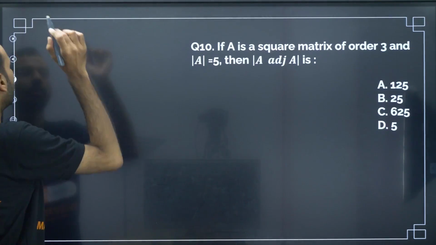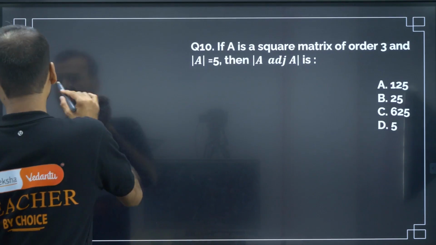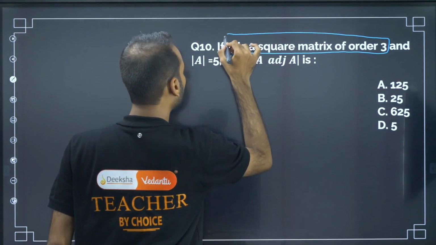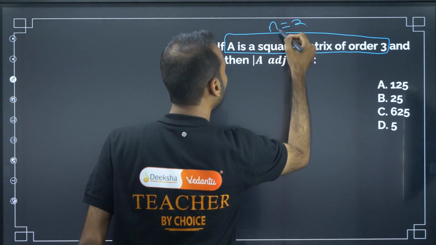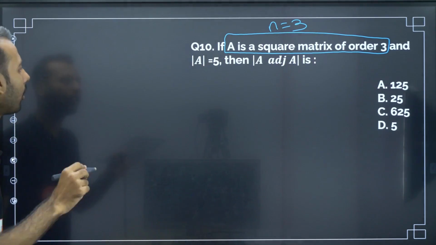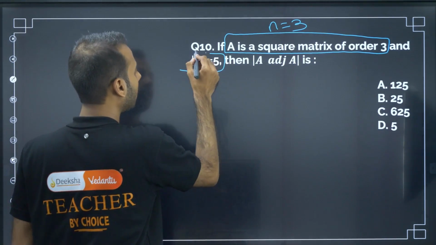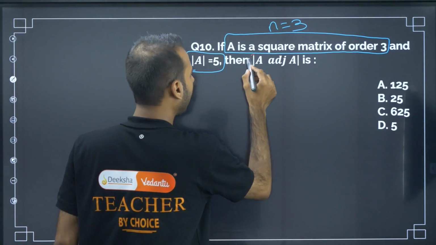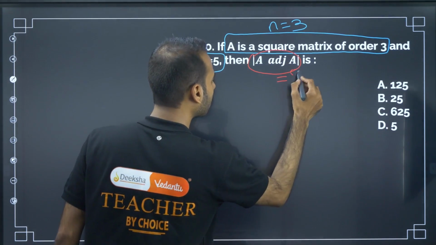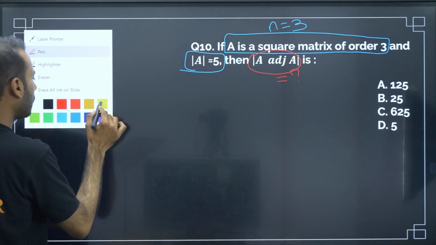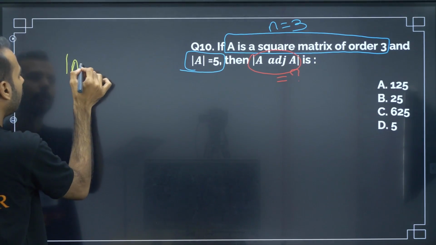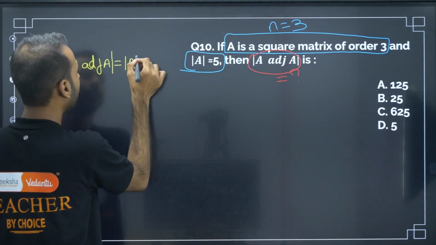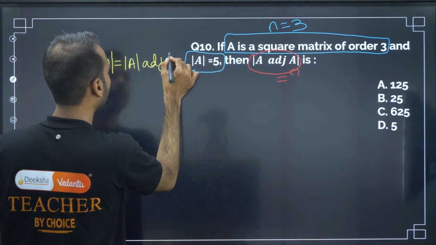Next, moving on to next. If A is a square matrix of order 3, means n is equal to 3, they have given, and determinant of A is 5, then determinant of A adjoint A is equal to, what are they asking? They are asking to find value of this. How to approach this question? See here, determinant of A adjoint of A can be written as determinant of A times determinant of adjoint of A.